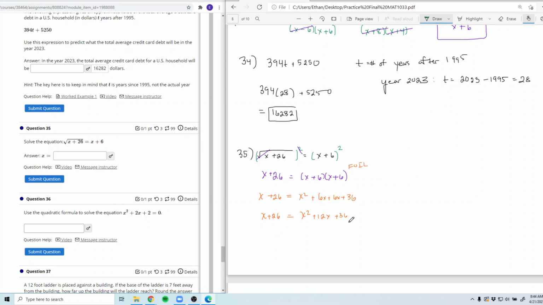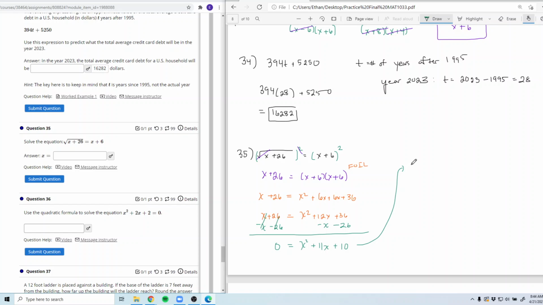Now, how are we going to solve from here? We're going to solve from here by getting everything to one side because we have different powers of x, which means we're going to have to factor. We're going to subtract the x from each side and also the 26 from each side. We got 0 on the left and on the right, x squared, nothing changing with that. 12x minus x is 11x, and 36 minus 26 is 10.